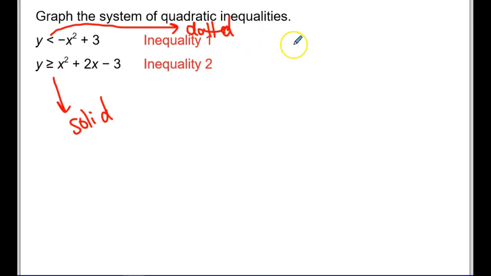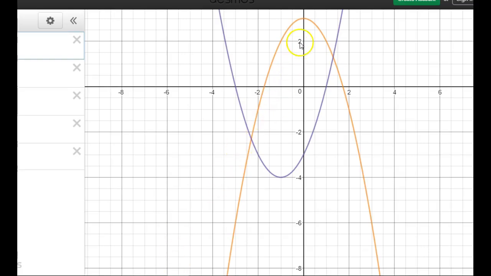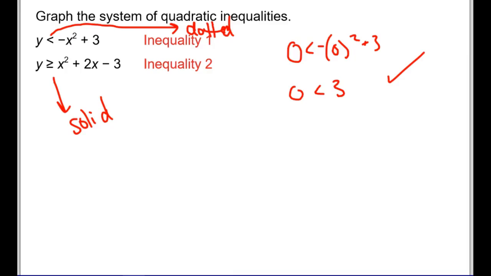So let's try it in this first one. So 0 is less than negative 0 squared plus 3. So I have 0 is less than 3. That is true, so I know I can shade. If I go back to my graph, this orange one, I know that I picked the origin, so I would shade where the origin is. So it would be all in here. That would be shaded, and we'll look at that in just a second.